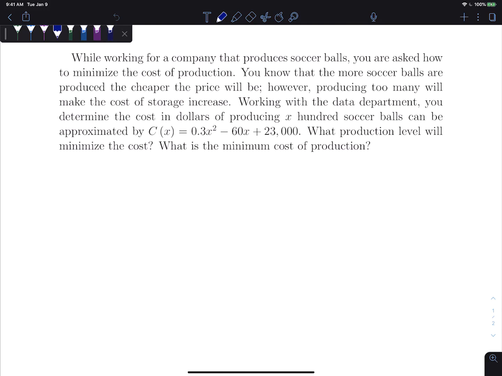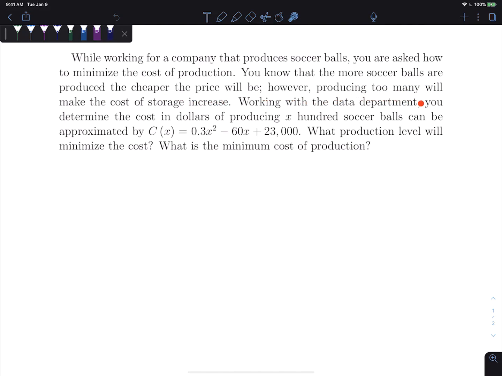Hello. In this video, we're going to look at another optimization question. While working for a company that produces soccer balls, you're asked how to minimize the cost of production. You know that the more soccer balls are produced, the cheaper the price will be. However, producing too many will make the cost of storage increase.